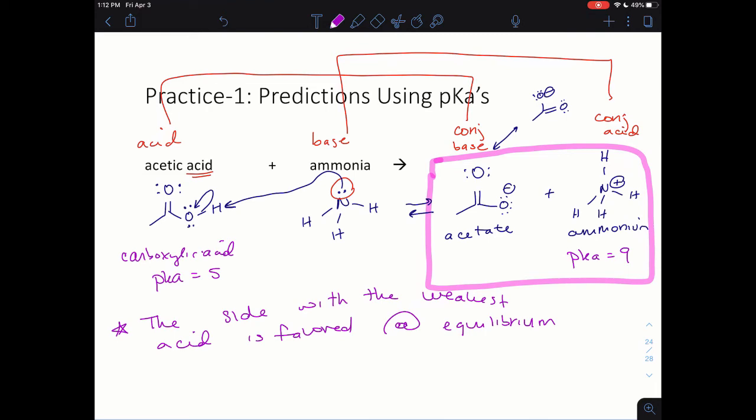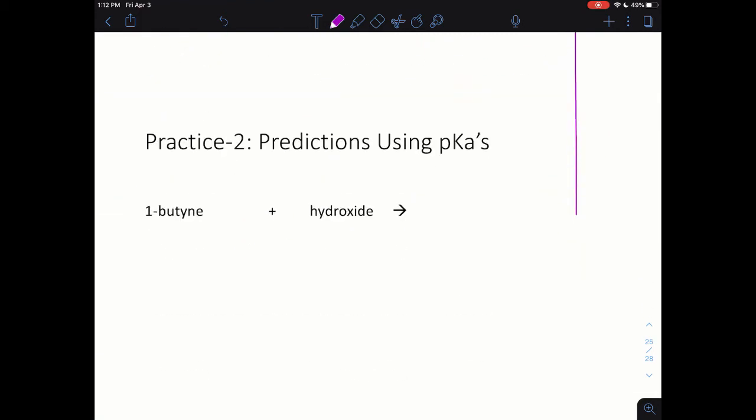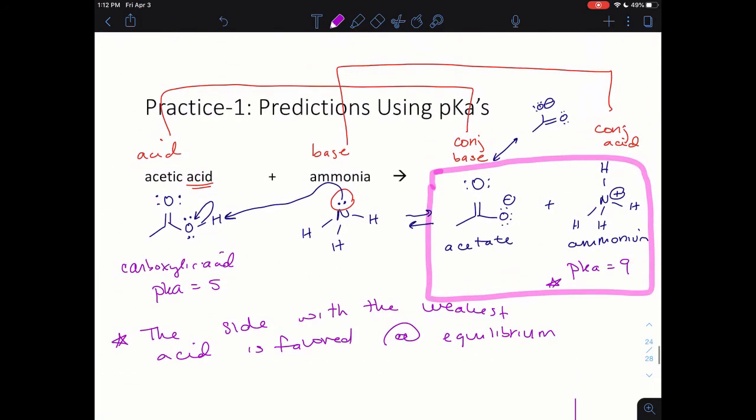So remember, larger pKa corresponds to a weaker acid. So a more positive pKa corresponds to a weaker acid. So in that case, we can tell already the right side is favored at equilibrium.